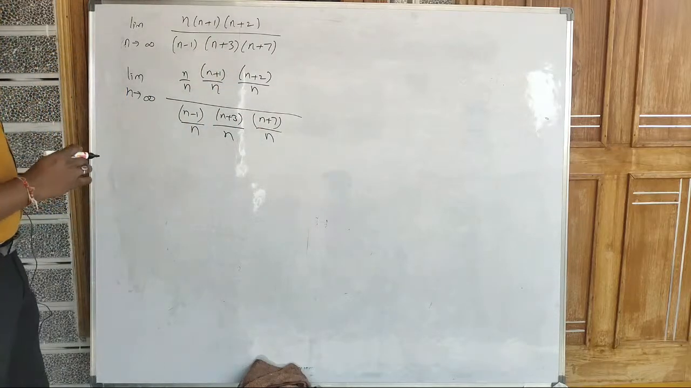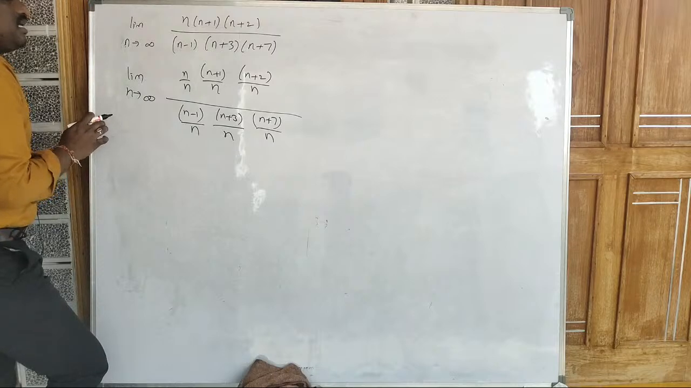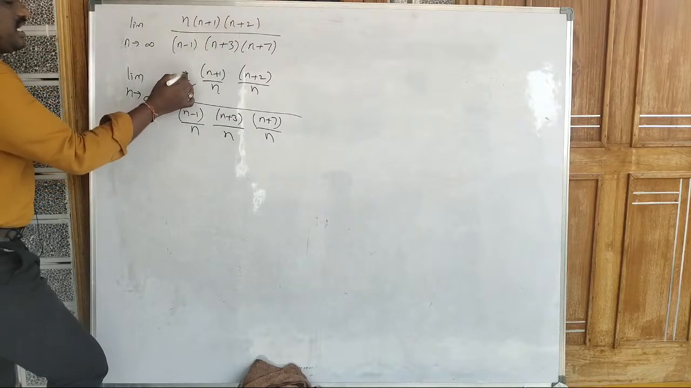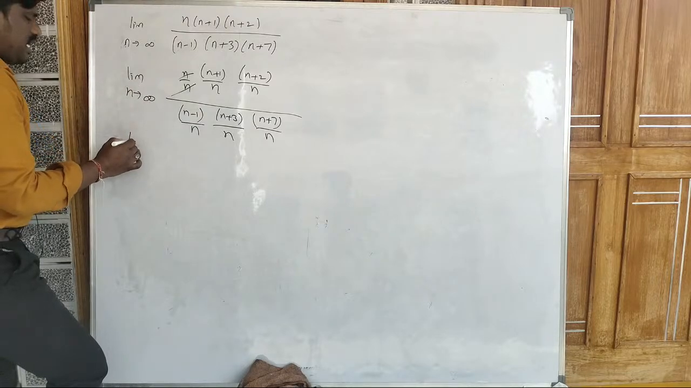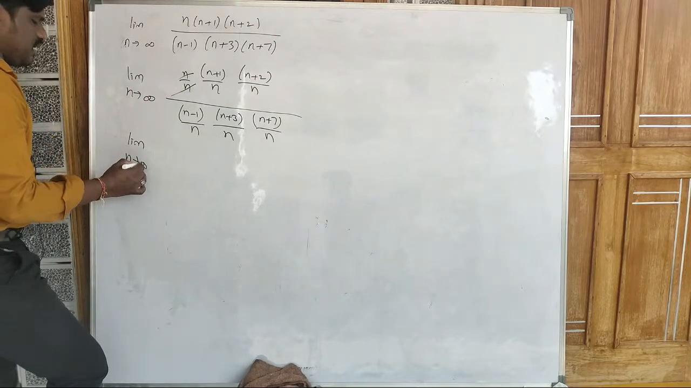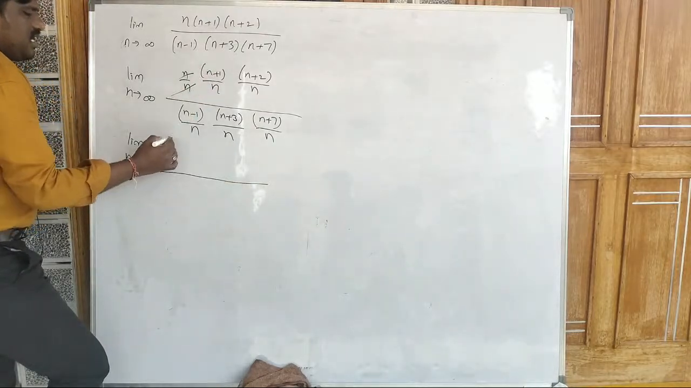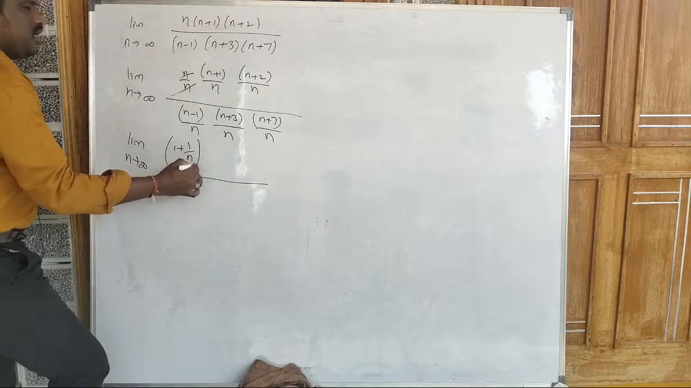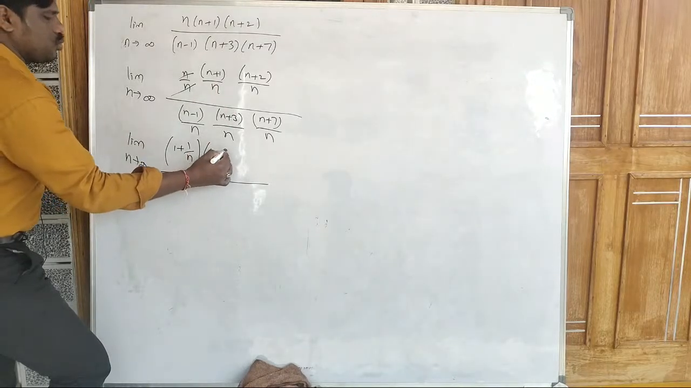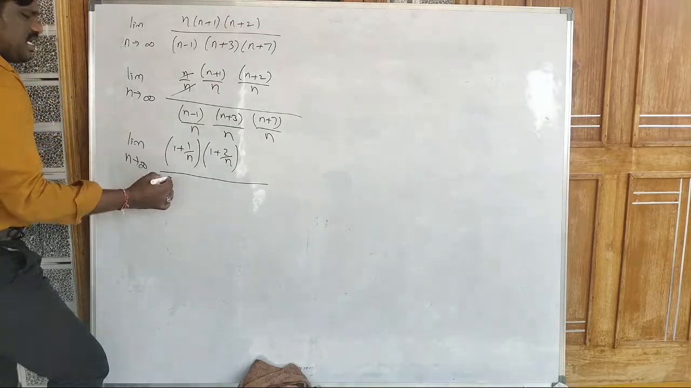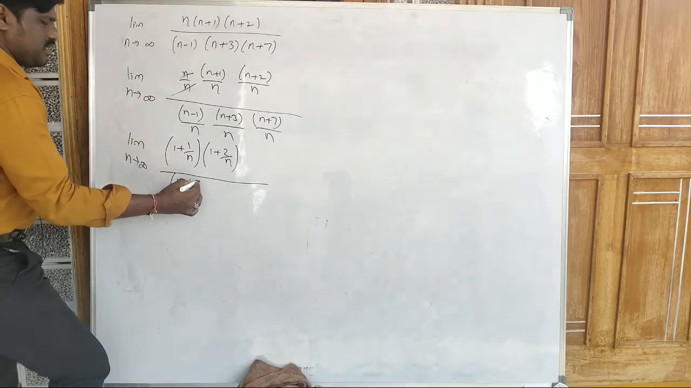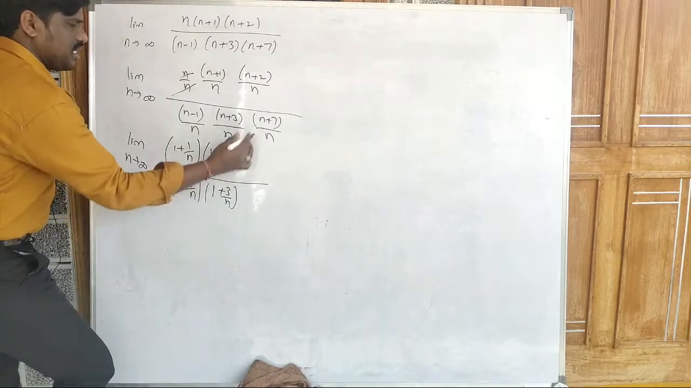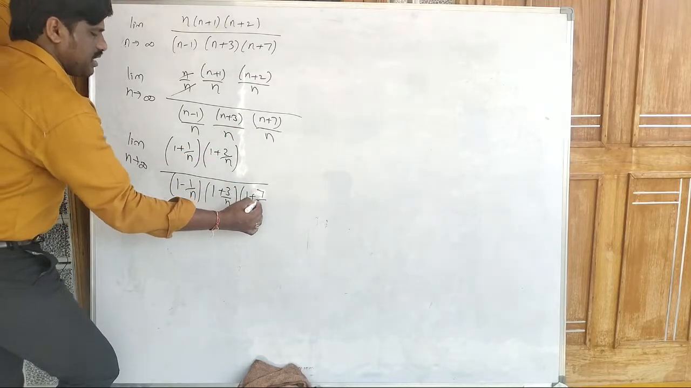Yesterday I explained this concept: for the infinity case, the highest degree is what should be divided by. So n cancels here. Limit n tending to infinity, what I can write here, if I divide by n, I get 1 plus 1 by n, and here I get 1 plus 2 by n, and here I get 1 minus 1 by n, and here I get 1 plus 3 by n, and here I get 1 plus 7 by n.